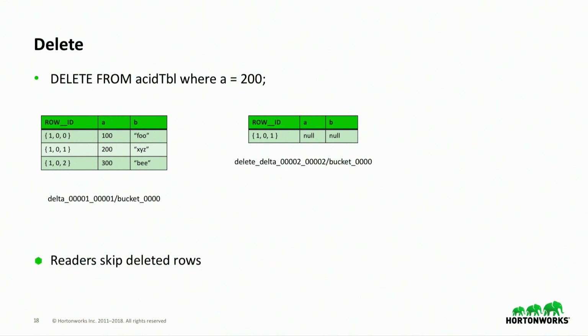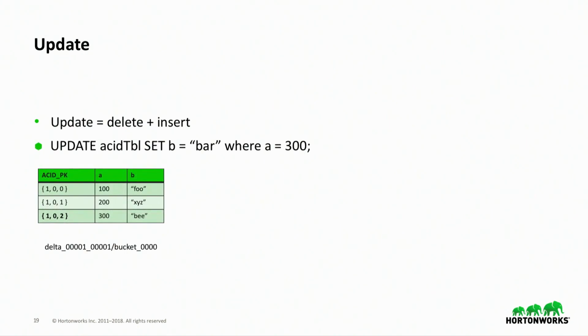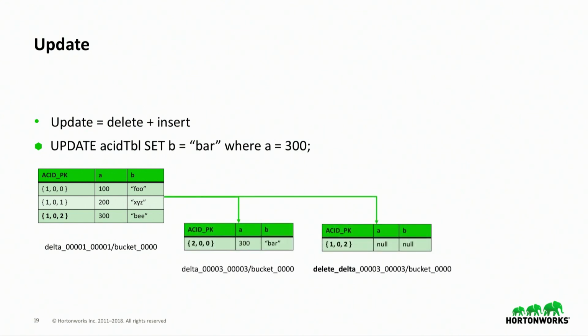And so the reader at read time looks at this information, and whenever it finds a delete event matching some row, it simply skips this row. It never makes it into the operator pipeline. So this is how the delete operation is supported. Now, an update is nothing but a combination of a delete of an existing version of the data and an insert of the new one. And so you can see that it creates two Delta files, one to contain the delete events, one to contain the insert events.